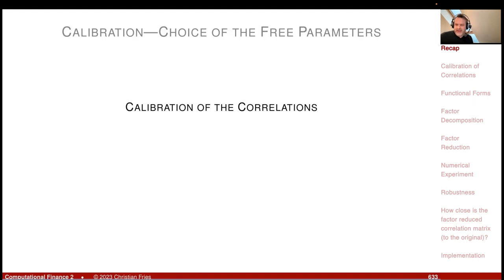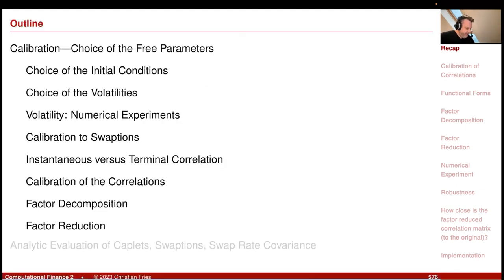I already made a few remarks on the calibration of the correlation. The interesting thing was that when we looked at how to choose the volatility in one of the previous sessions, we observed that the volatility function, as it depends on time, is very powerful. By shifting volatilities, the amplitude of the movements, to different times, it can create terminal decorrelation. So there is terminal correlation created from our instantaneous volatility instead of using the instantaneous correlation.